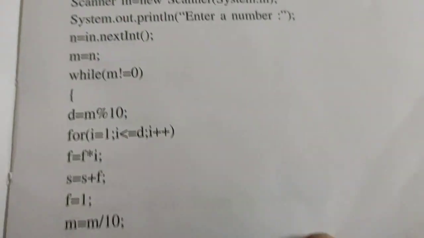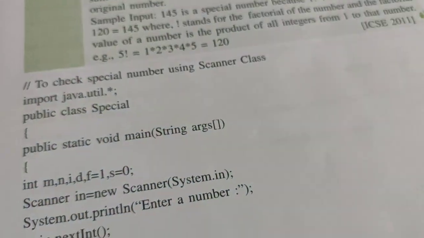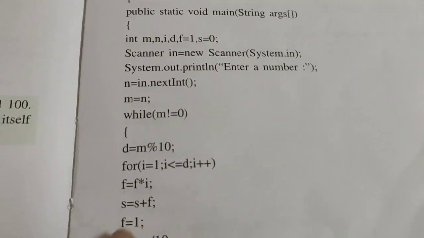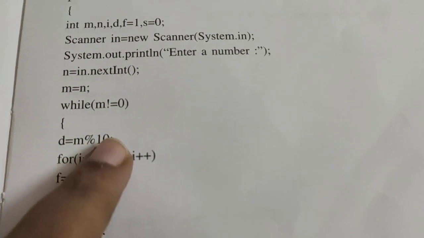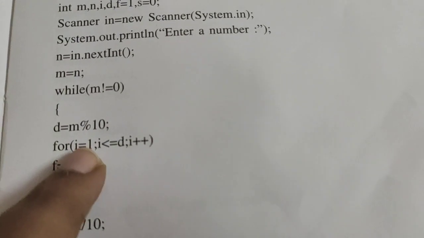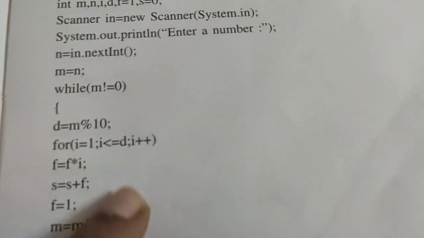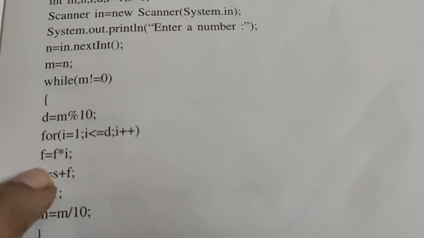We have already added this f here, and we are initializing f with 1, and m is equal to m by 10 to get the next digit. So m by 10 means now you will be getting 14, right? So when you come here, 14 mod 10, you will be getting the digit 4 here. So for i is equal to 1, now the digit will be 4. A similar process will be done here, and that 4 factorial value will be added along with s.